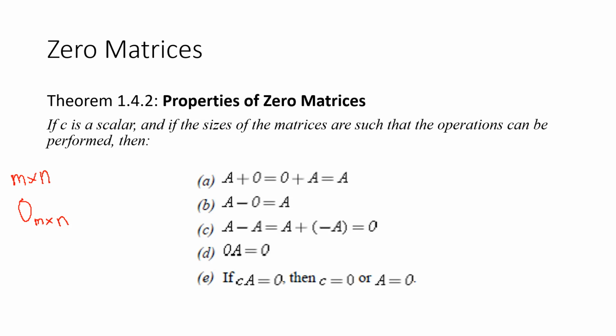Theorem 1.4.2, the properties of zero matrices. If c is a scalar and if the sizes of the matrices are such that the operations can be performed, then A plus 0 is equal to 0 plus A, which is equal to A; A minus 0 is equal to A; A minus A is equal to A plus the quantity negative A, which is equal to 0; 0 times A is equal to 0; and if cA is equal to 0, then c is equal to 0 or A is equal to 0.